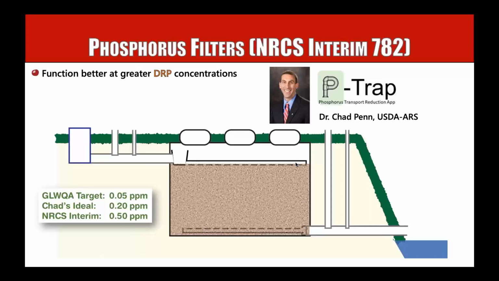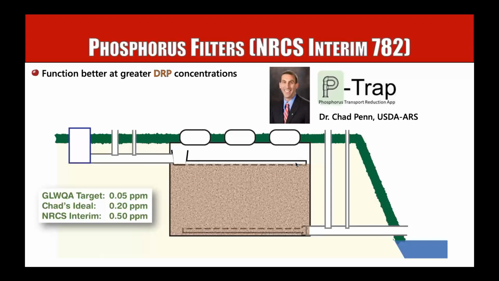Another edge of field practice we're using is phosphorus filters. And these are some designs that are well suited to elevated phosphorus fields because these function really well when you have higher DRP concentrations. And fortunately, we're collaborating with Dr. Chad Penn from USDA ARS. He's in West Lafayette, Indiana. We worked with him a lot, and he actually has some software called P-Trap. So if anybody's interested in phosphorus filters, I encourage you to look that up and check out that software.